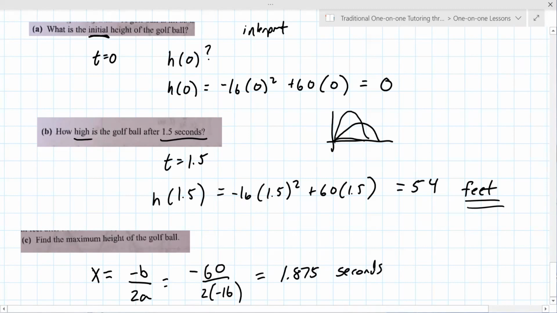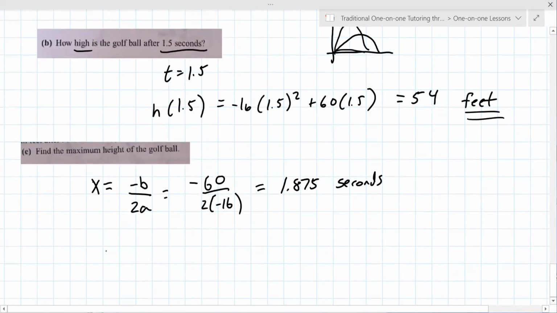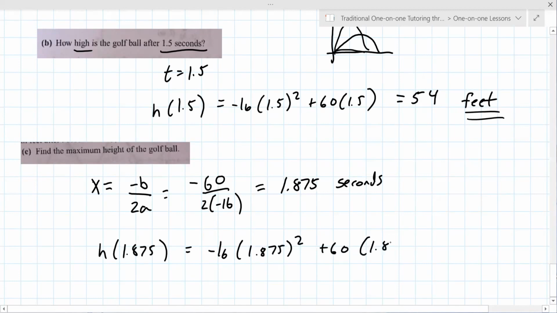You remember this in geometry, like it would ask you to solve for the angle and you'd find x, but then you have to put x back in. It's the same idea here. This is when it happens. The maximum height is h of 1.875. So you have to go back and put that number back into the original equation. It should be more than 54 feet because at 1.5 seconds, it's still on the way up.